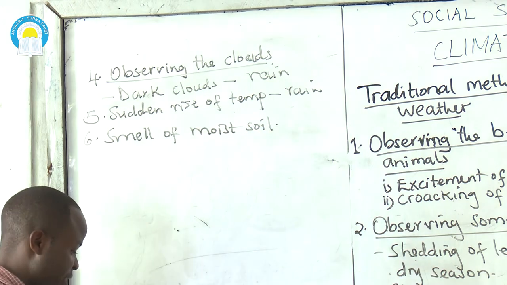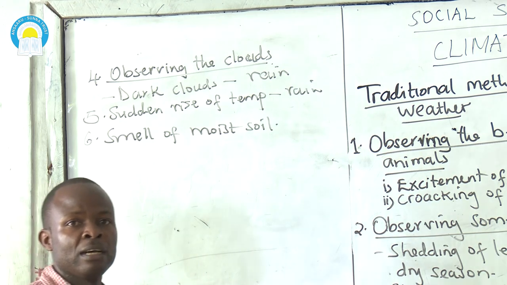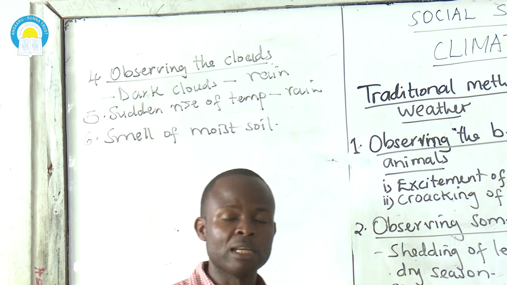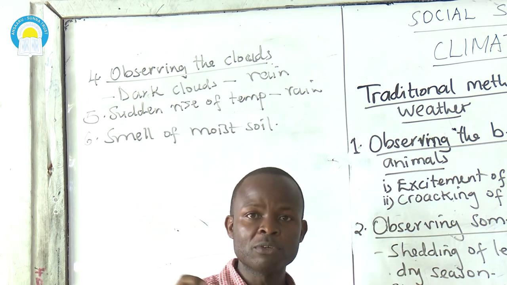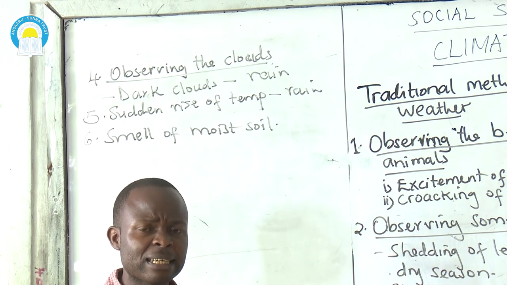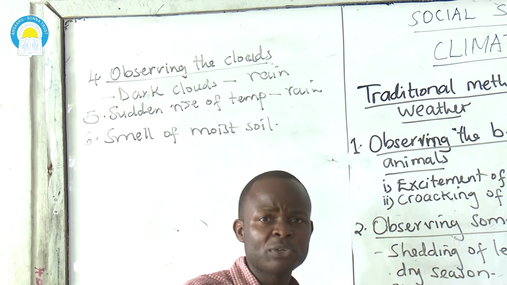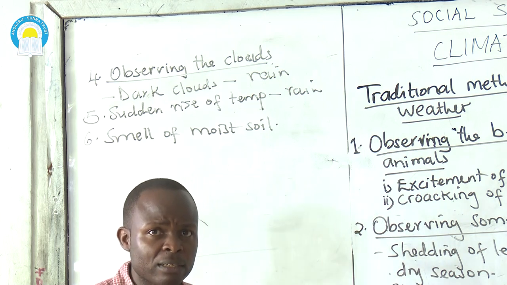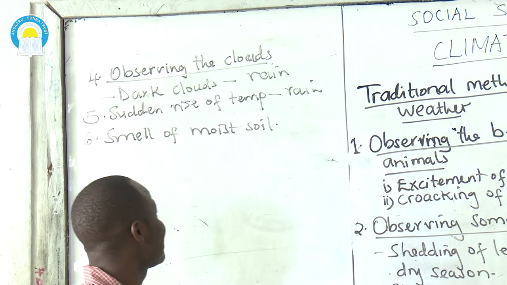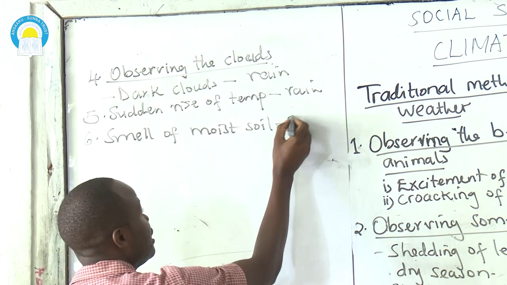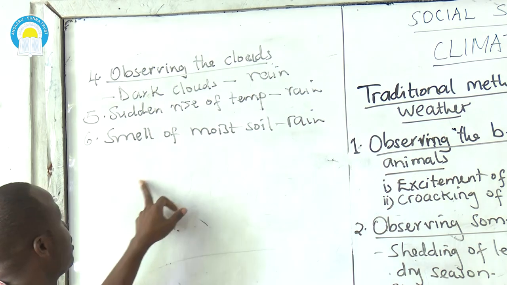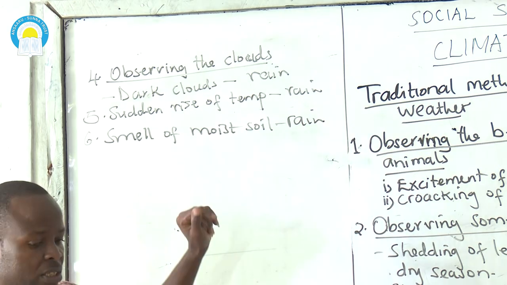Then number six, smell of moist soil. Sometimes, even you people, there are a number of you who have tasted soil. When it is almost raining, you find that there is that nice smell of soil. The soil smells nice and you are getting attracted to that soil. You just want to taste it or eat it a bit. So that indicates that the rain is soon falling. It also indicates rain or a rainy season.